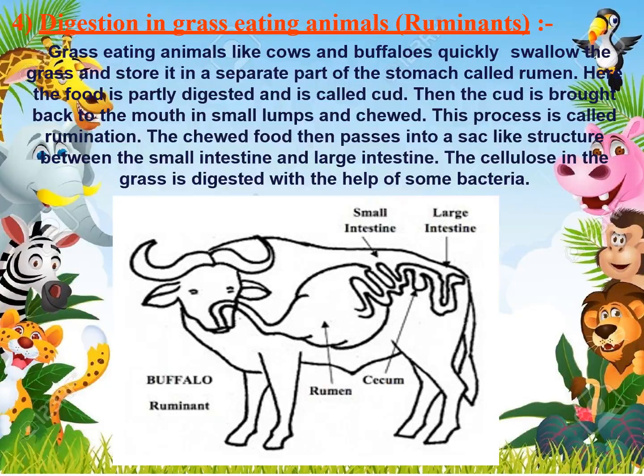When ruminants sit and relax, the cud from the reticulum comes back into the mouth cavity in small lumps and is chewed again. This process is known as rumination. In this way, the digestion of cellulose takes place in ruminants.